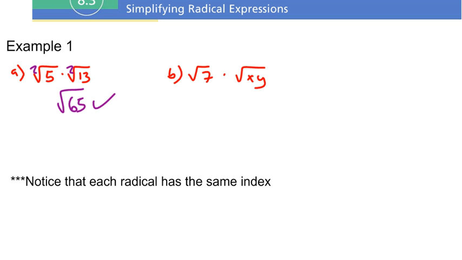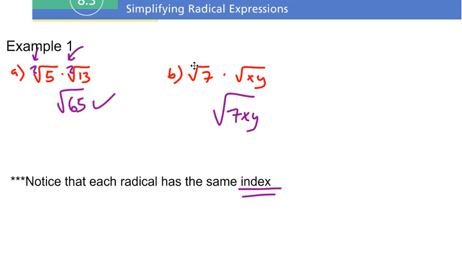Going right here, also if we're going to multiply radical 7 times radical xy, then that's the same thing as saying the square root of 7xy. That's it. Now, notice I said that each radical has to have the same index. That's just a nerdy word for what this little 2 is right here. The index is the number that goes right here.